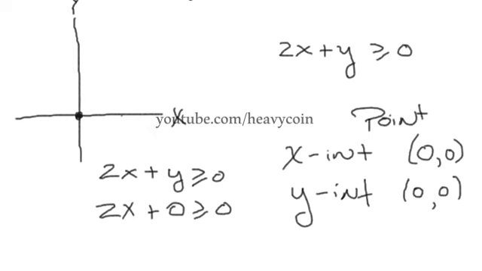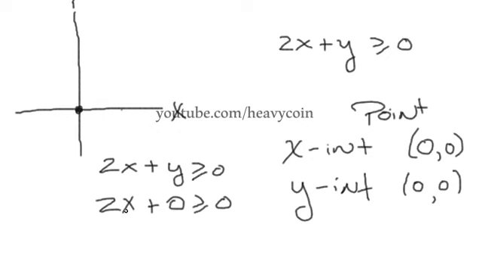So let's just do that. Plugging 0 in here, we get 0 plus y is greater than or equal to 0. So it looks like the y-intercept is going to be y equal to 0. Now, we're not really looking at the greater than sign here. We're just looking at the equal sign, okay? So y is equal to 0, so that it's at 0, 0.